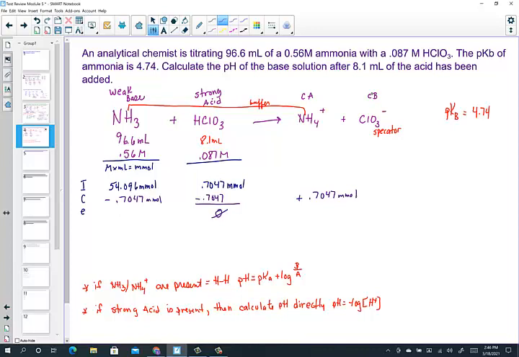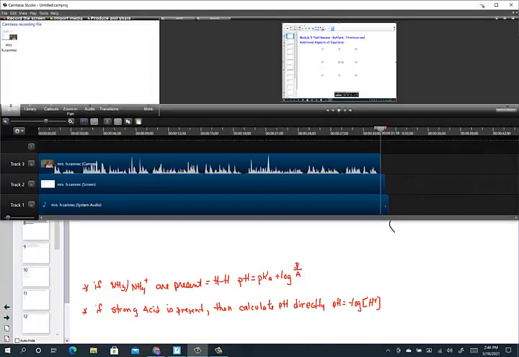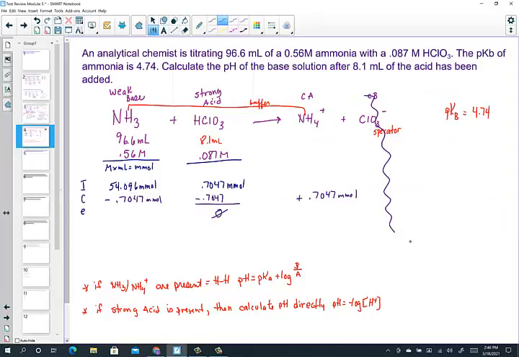And remember, it also formed chlorate, but since chlorate is simply a spectator, I'm not even going to consider that in part of my problem. The anion of a strong acid will not affect pH, so just toss out considering it. But what do we have left in solution? Sorry about that. Let me just subtract what we had, 54.096 minus 8.1 times 0.087, so minus 0.7047, and that's 53.3913 millimoles. And the conjugate acid is present in that same amount.